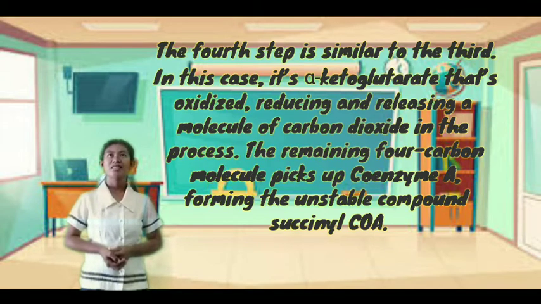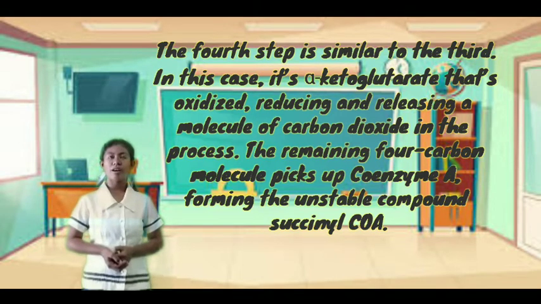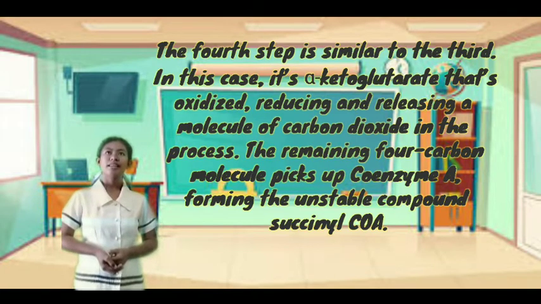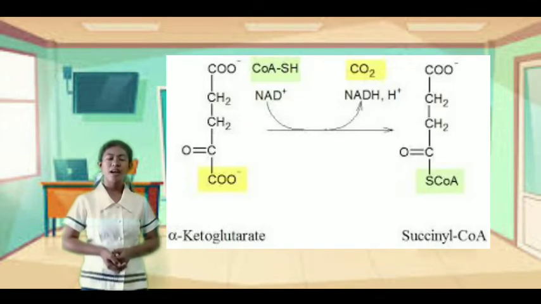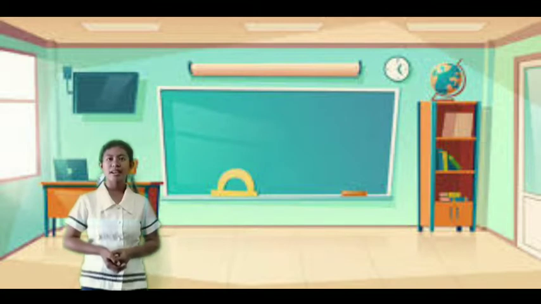In this case, it is α-ketoglutarate that is oxidized, reducing NAD+ and releasing a molecule of carbon dioxide in the process. The remaining 4-carbon molecule picks up coenzyme A, forming the unstable compound succinyl-CoA. The enzyme catalyzing these steps, α-ketoglutarate dehydrogenase, is also important in regulation of the citric acid cycle.